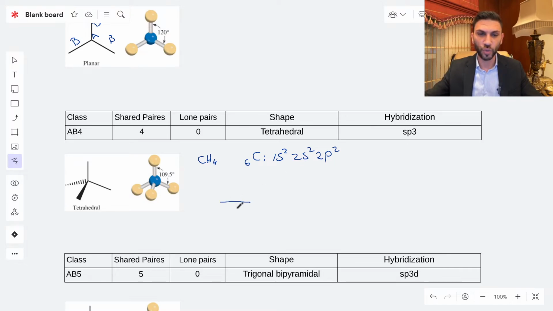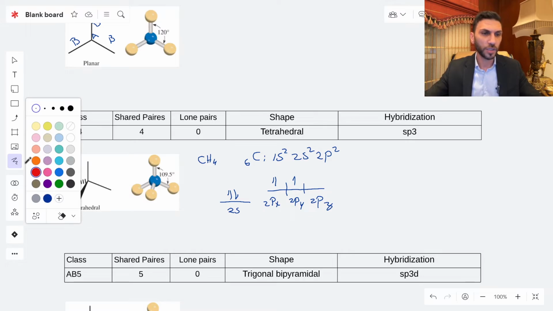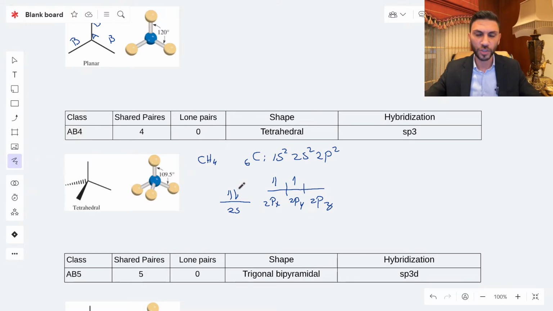If we're drawing the 2s, this is the 2s with 2 electrons initially. And for the 2p, we have 2px, 2py, and 2pz, with 1 electron in 2px and 1 electron in 2py. So what happened here is 1 electron from s will be promoted to 2pz to give you 4 hybrid orbitals, just like this.